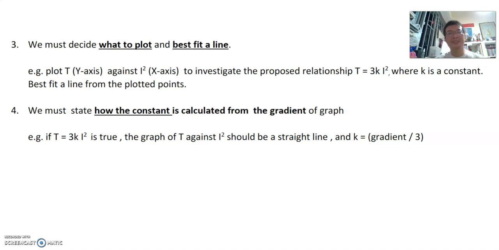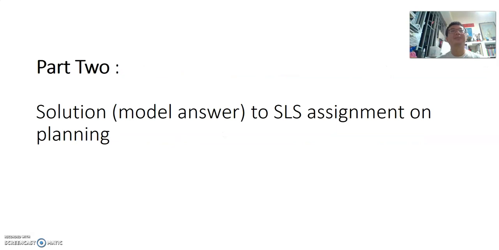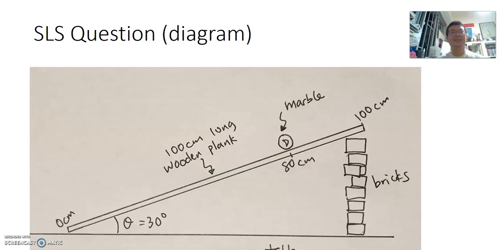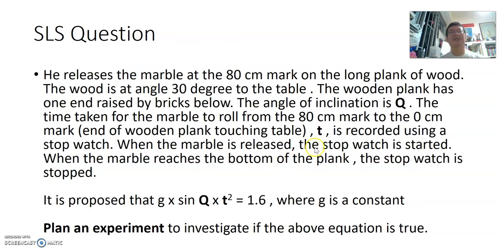Or you can look at the PDF format attached in the SLS. Part 2, this is the model answer of the solution to the SLS assignment. Now this is a question given: there are bricks here, and the marble is rolling down. Then there's an angle, and of course the time taken for it to roll from 80 cm to 0 cm is t. Now this is a question which I've just described.